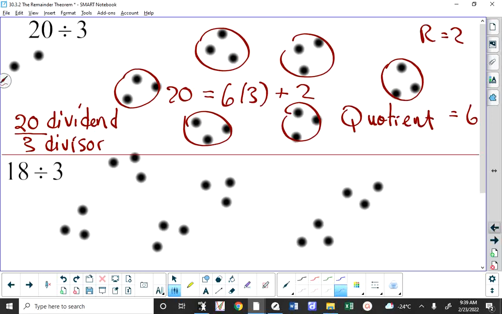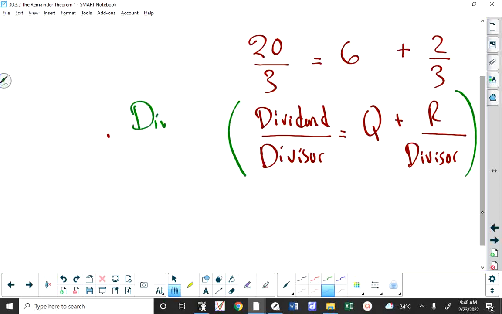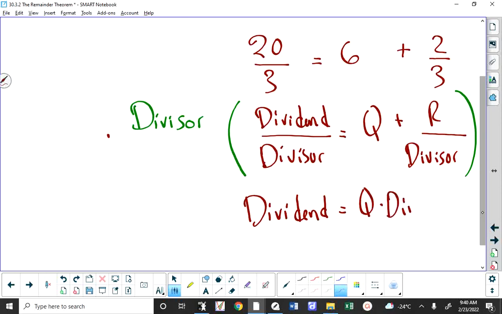In fact, if you take this statement here and multiply both sides of this equation by the divisor, the divisor times the dividend over the divisor will be the dividend, the thing you're dividing into. Then you'll have the quotient times the divisor, and the divisor times the remainder over the divisor is just the remainder. That makes more sense to me.